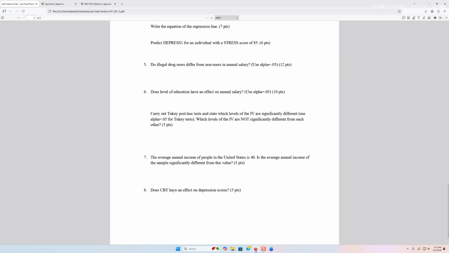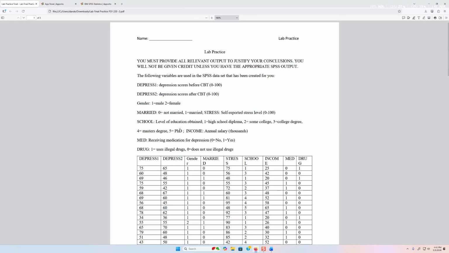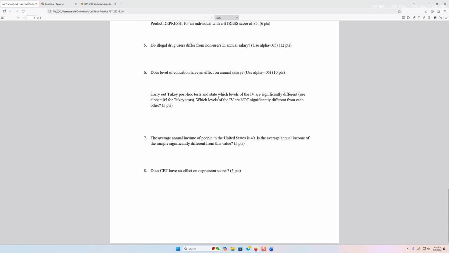Number 8, does CBT have an effect on depression? Let's take a look. If I look at the data, there are 2 values for CBT. There's depressed 1, which is depression before CBT, and depressed 2, which is depression after CBT. So this is your classic before and after. There are 2 groups, so it's got to be T. And the 2 groups are related because it's the same people, before CBT and after CBT. So it's going to be paired samples T.